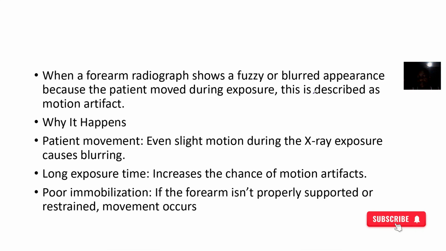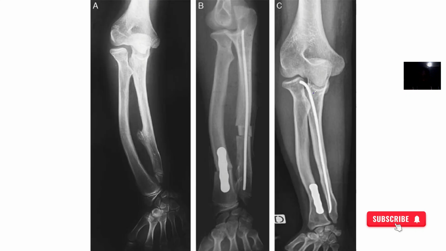Or probably on the operator side, maybe they exposed the patient too long. The patient was there for too long, they were uncomfortable, then they started moving. Then poor immobilization: if the forearm isn't properly supported or restrained, probably it wasn't the will of the patient to move the arm, but the arm wasn't held properly and fell off or something.